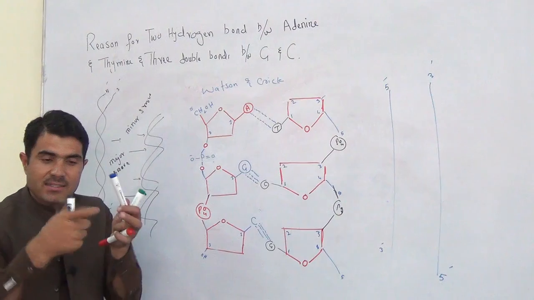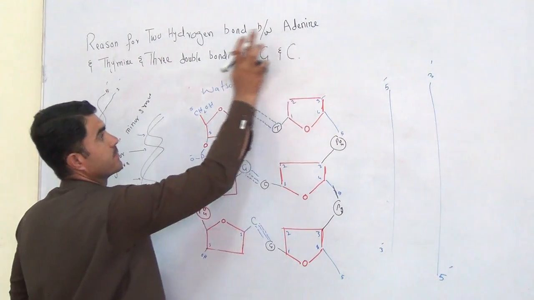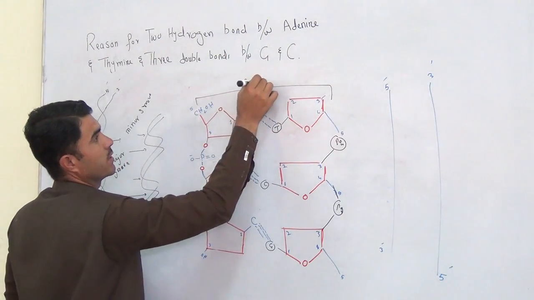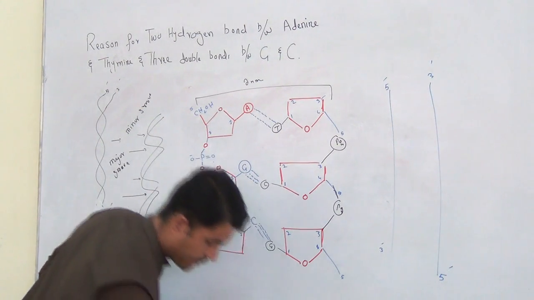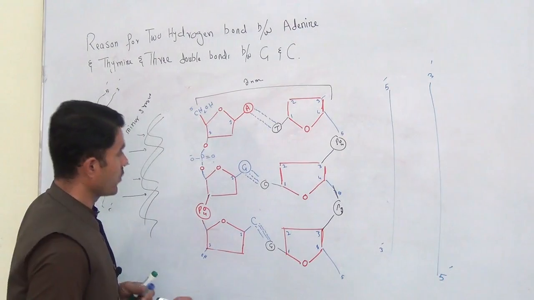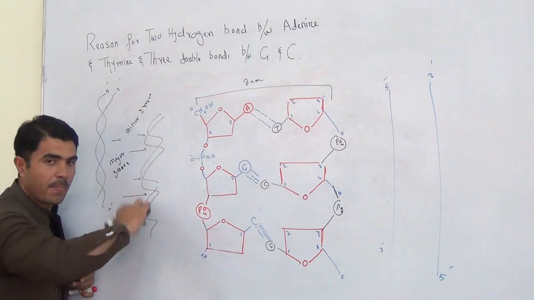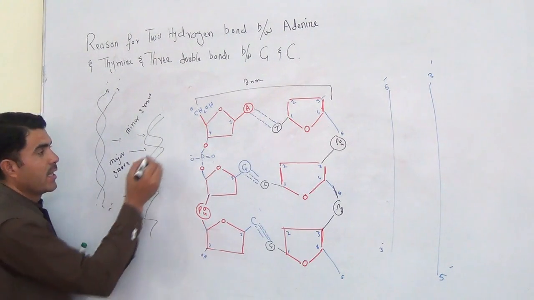The DNA has its diameter. If you just check the DNA here, the diameter is 2 nanometer. One more thing, 3.4 nanometer. This is one spiral, right? One rotation.